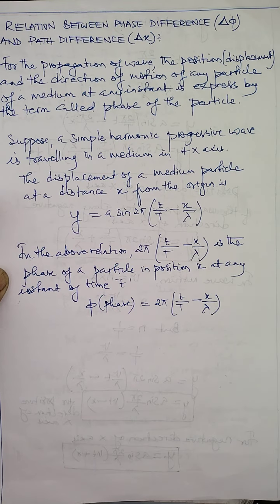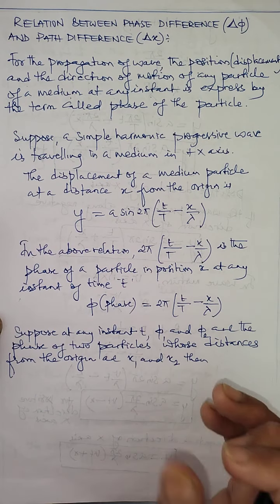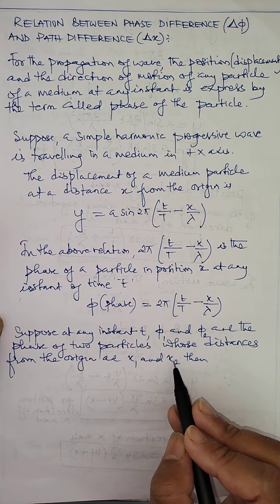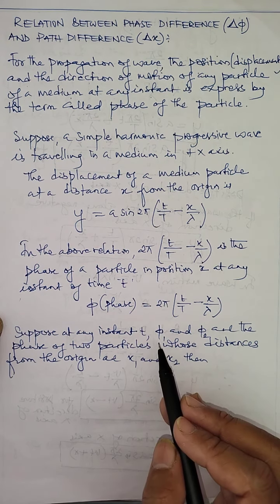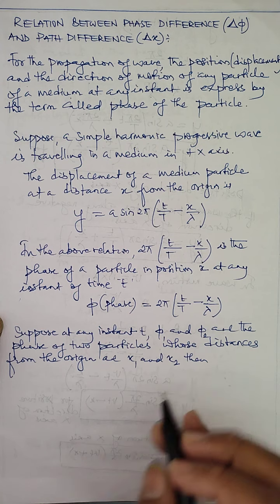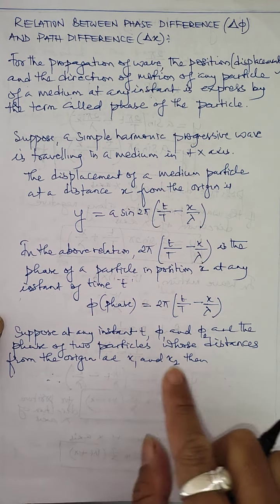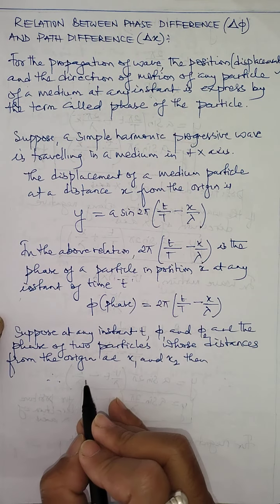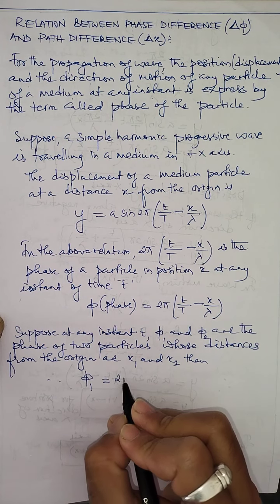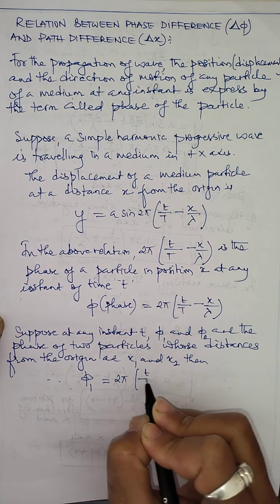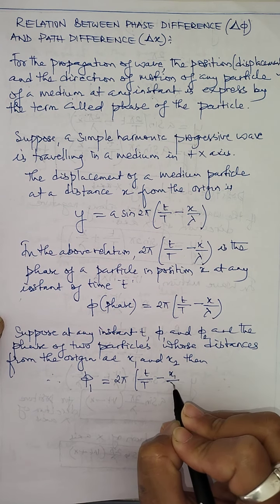similar manner. So under this particular case, there are two different particles at distances, say, x1 and x2 from the origin, at any instant of time t, but they also have different phases, say phi 1 and phi 2. If these are the different phases, then I can write the phase acquired by each particle at distance x1 and x2, following the same relation. So I write phi 1, the phase of the first particle, which is equal to 2 pi, time t by capital T, minus x1 by lambda.